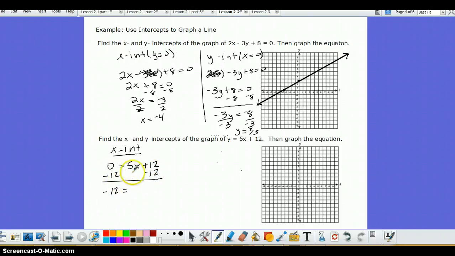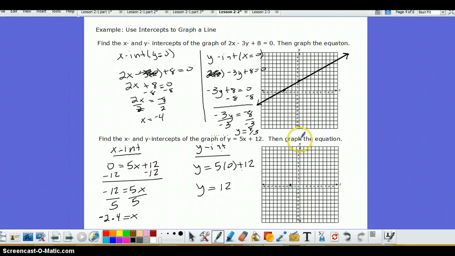that's negative 12 equals 5x, divide by 5, and again I know this doesn't go in evenly, but it's going to be negative, and if you actually put this in, it looks like it'll be 2.4, so it's almost halfway between negative 2 and negative 3. Y-intercept, so this time x is 0, so y equals 5 times 0 plus 12, so that's 0, which means y equals 12.